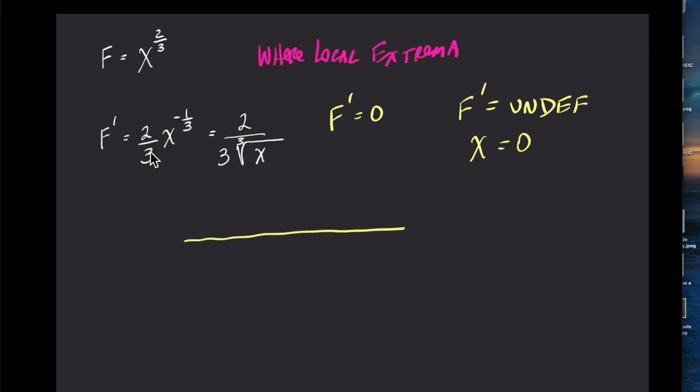Now we're going to do a sign analysis of f prime here. 0 is our critical point. That 2 is never going to be a negative. That 3 is never going to be a negative. Therefore, we are only doing a sign analysis of the cube root of x. And in essence, we don't even have to put it in a fraction here. We could just be looking at the denominator.